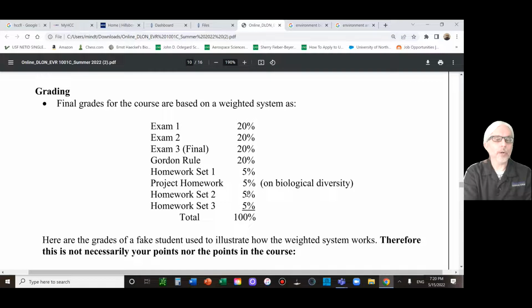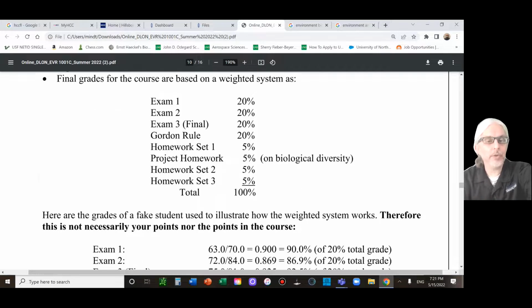Don't sniffle at the homework. This 20% is huge for homework. The Gordon rule, 20% as well. I did that on purpose. As long as you do those 7 things in the syllabus, you'll get all the points. It helps the grade out. I'm really trying to give you every advantage I can within reason.